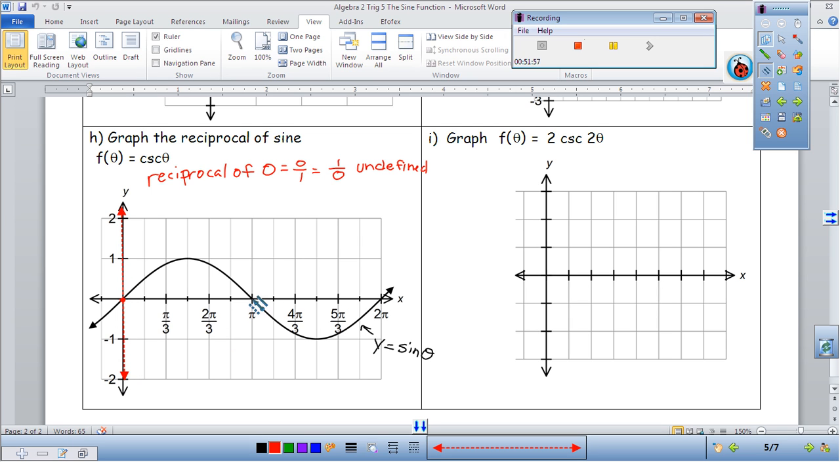We're going to the next place that it's a 0. Okay, the reciprocal of 0 again is undefined, so it's going to be another asymptote right here. Okay, and there's one more 0 right here. Any questions over that?